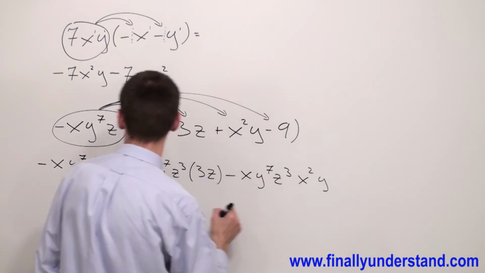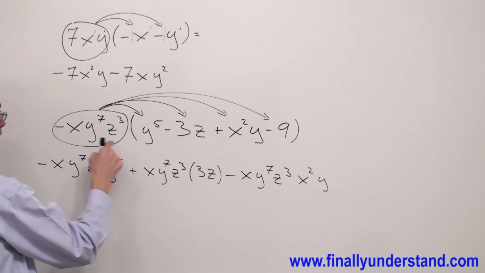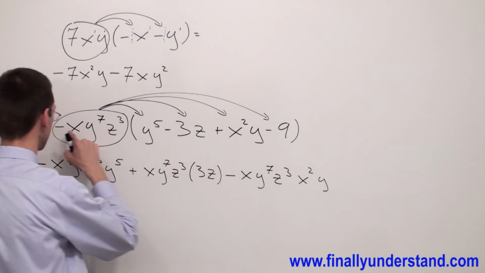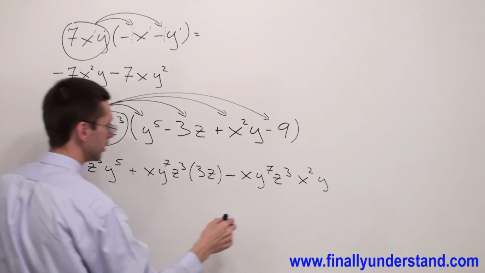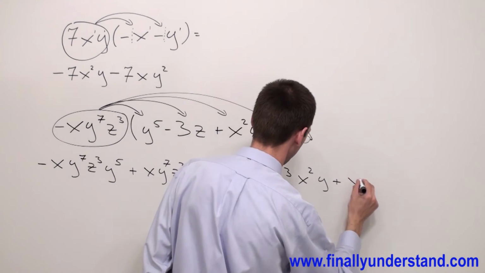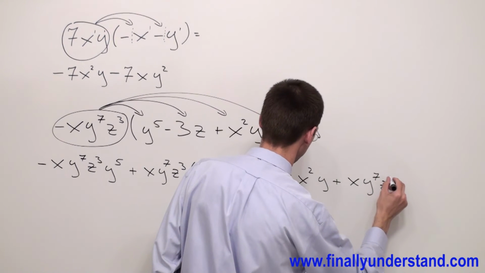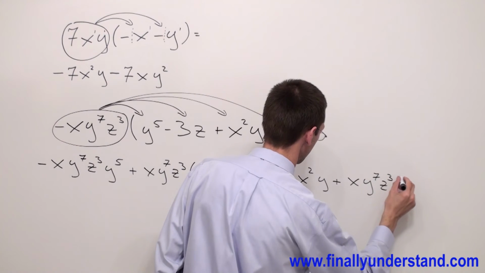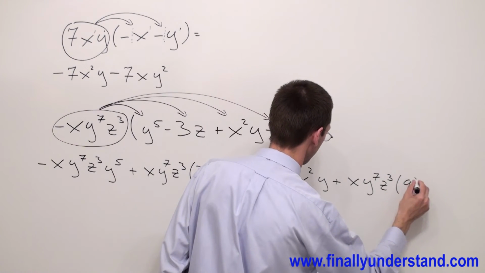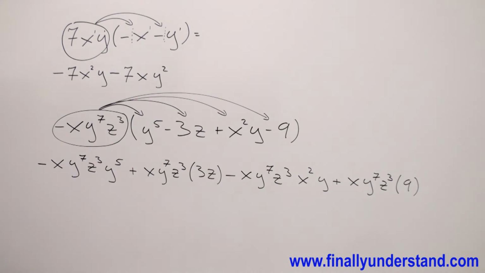Okay. Next, I have to multiply this term by negative 9. Negative times negative gives me positive. And I have again x, y to the 7, z to the 3rd times 9. Now, let's organize this example.